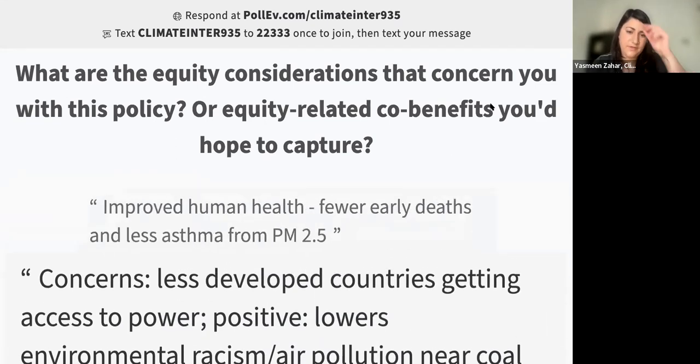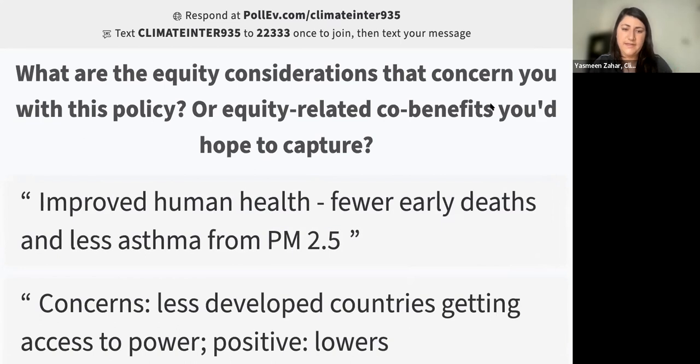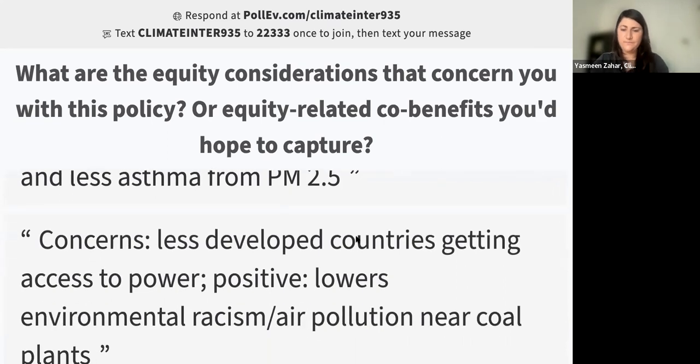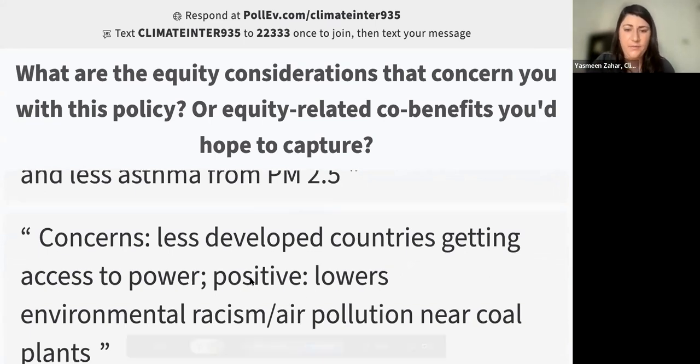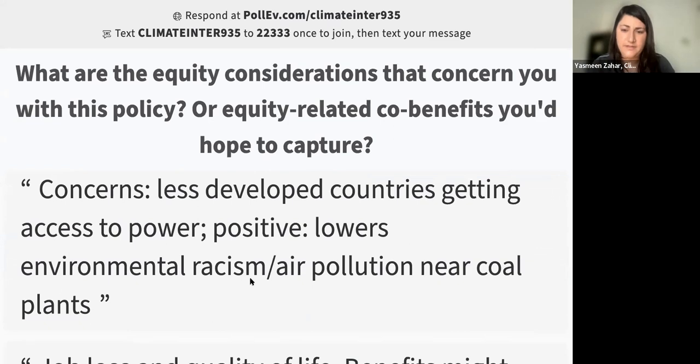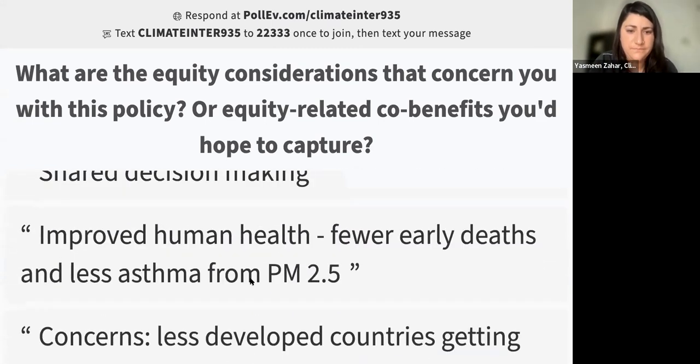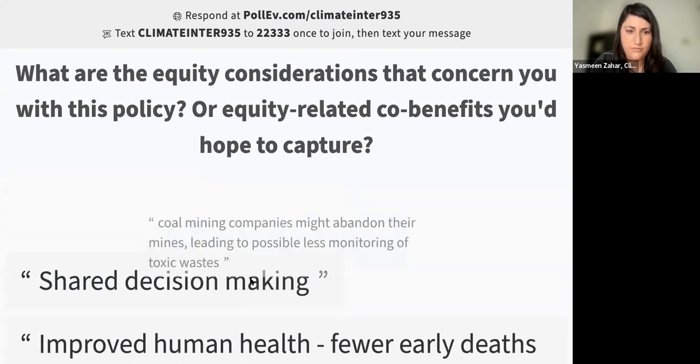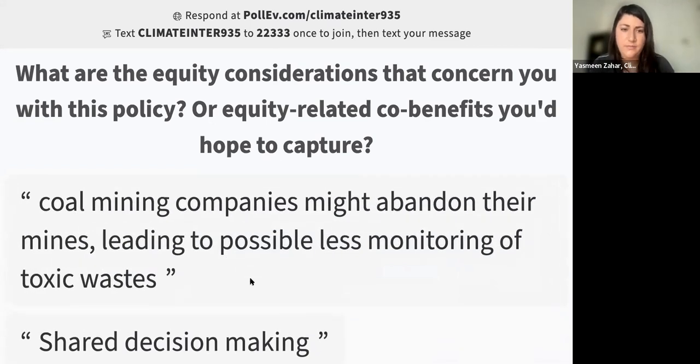Yes. And so this is really important when we're looking at global policies, is who is actually losing access to power, and what access are we limiting or allowing? And when we're talking about positives, lowers environmental racism and air pollution near coal plants, yes. And so how can we shift that? Mm-hmm. So definitely improved human health, shared decision-making, super important. Coal mining companies might abandon their mines, leading to possible less monitoring of toxic wastes. Yes, these are amazing answers. Thank you, everybody.